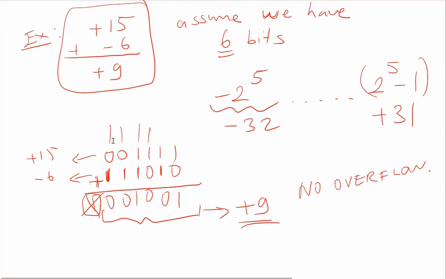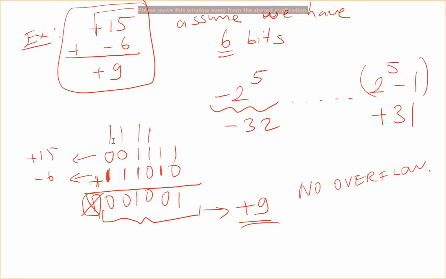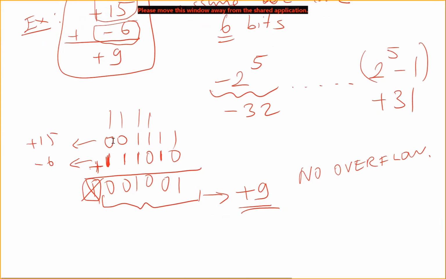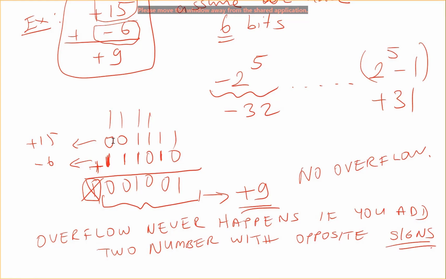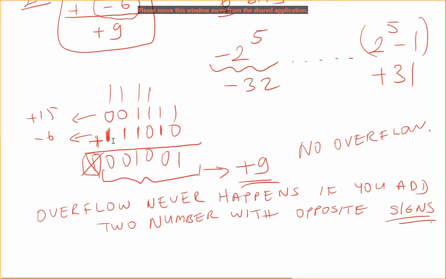In this example, what we did, we added a positive number with a negative number, right? So overflow never happens if you add two numbers with different signs. Okay, so there is no way for an overflow to occur if you add two numbers with different signs or opposite signs. Okay, so this is one thing. So overflow only occurs if you add two numbers with the same sign, either positive and positive or negative and negative.